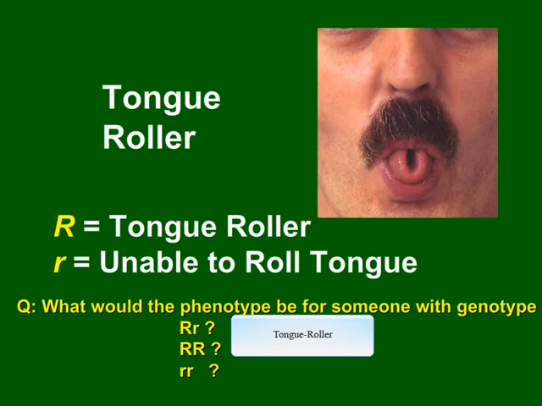What about little r, little r? These people would not be able to roll their tongue. They would be like me. They would be shunned by their friends because they're unable to roll their tongue because they're homozygous recessive.